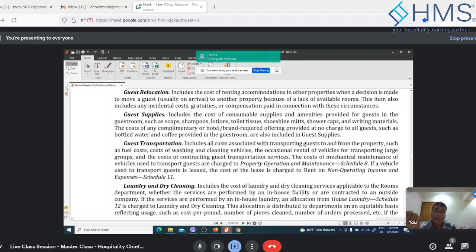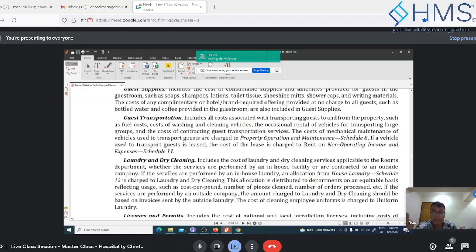Then the guest transportation is your airport transfer, if you are providing it for free. So it may include the rental of the buses or the fuel cost, the cost of washing, and the occasional rent of equipment. Then again, the rental, if it's a fixed thing which is regular, then it will be charged to the property non-operating expense, but otherwise it will be going into the guest transportation.